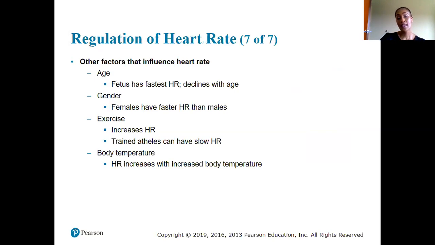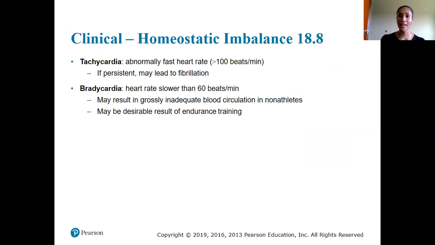But if you were to continue to run and really fine tune your running skills and your breathing, you could run at a faster rate with a slower heart rate, which is ideal. You don't want your heart rate to be over 200 every time you run, because that's just too much exertion on the heart and causing the heart to work too much. And then body temperature, increased body temperature will increase your heart rate as well, versus decreased body temperature will decrease the heart rate.